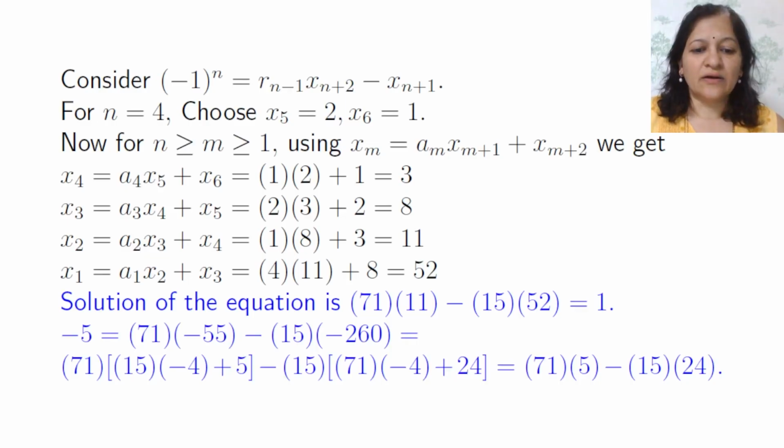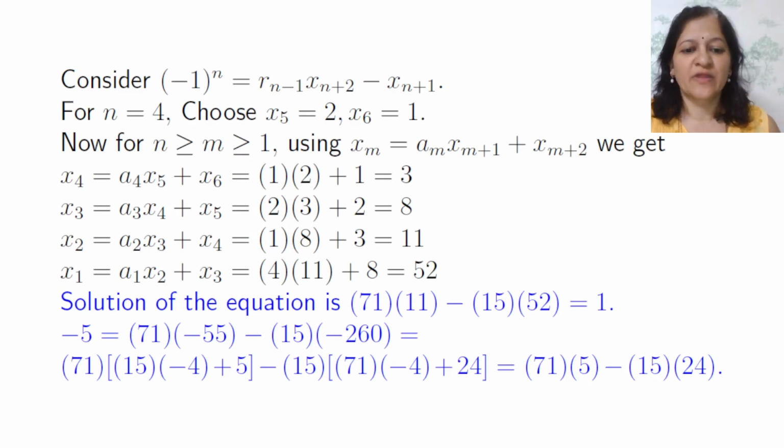And then the solution is minus 55 and minus 260. But we don't want negative integer solutions. So we have to express minus 55 as a suitable multiple of 15 plus some positive integer. Then cancelling the common terms, we get 71 into 5 minus 15 into 24. So this is the final answer.